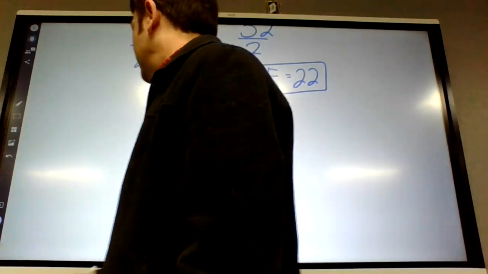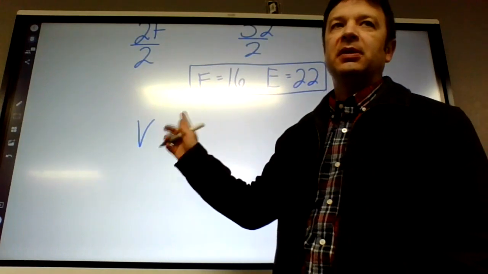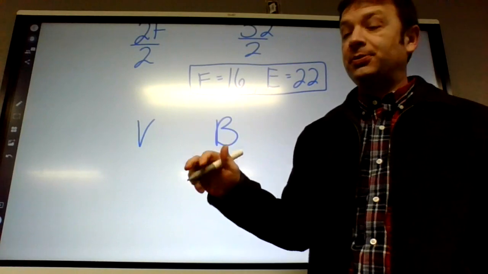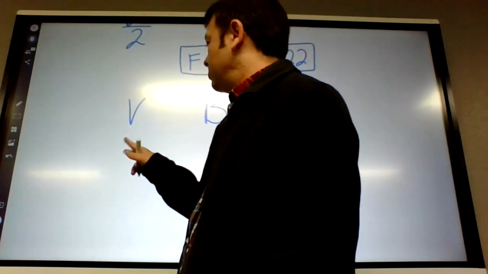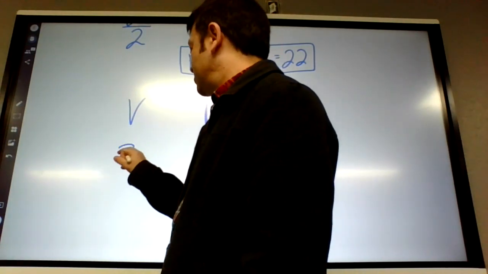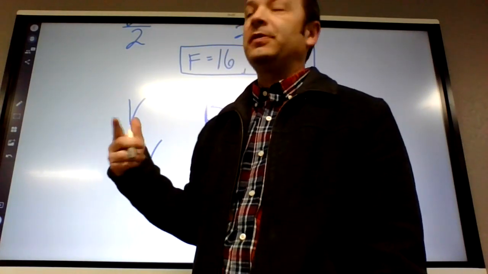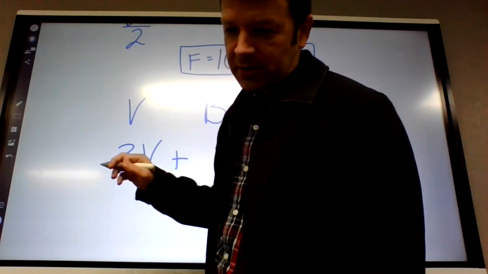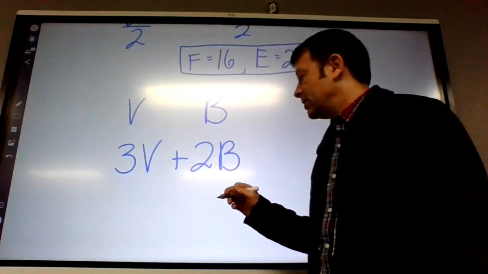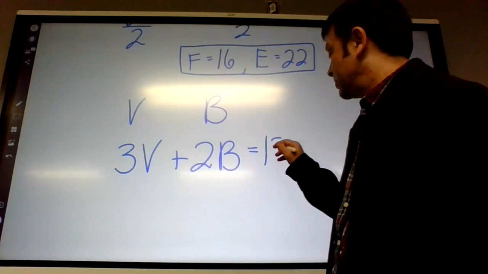Okay, so V is going to stand for van, how many a van holds. And B will stand for how many a bus holds. So, we're talking about the number of kids that are carried altogether. So the first one is 3 vans, so 3 times V, the number of kids a van holds, plus 2 buses, so 2 times B, the number of kids a bus holds, should equal the total number of kids, 135.